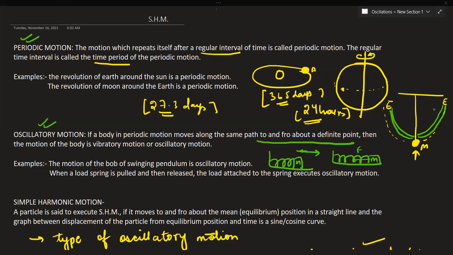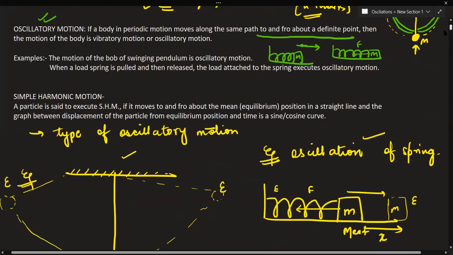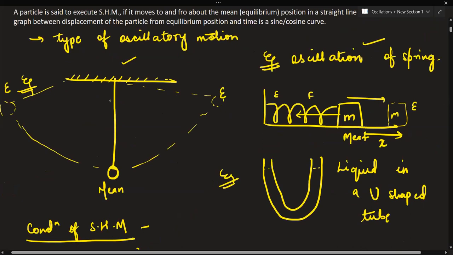Okay, let us see a few examples of SHM also. We have seen for oscillatory. See, a pendulum's motion can be SHM. All the conditions are being followed. Oscillation of a spring is also SHM. See, SHM is a type of oscillatory motion only. So that's why the example of a pendulum and the example of a spring will be considered again under simple oscillatory motion.